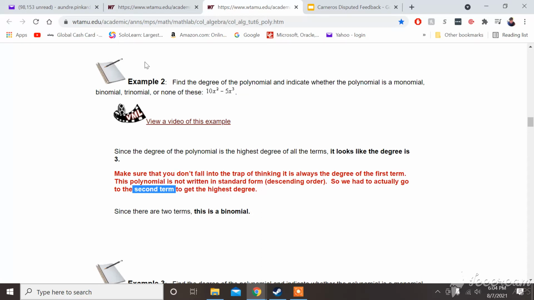Descending order is highest, lowest, highest, lowest. So this is actually lowest, and then it goes up. Lowest, highest, lowest, highest. That would be descending order. But instead, this is smaller than this. This is smaller than this. So it's not written in standard form.